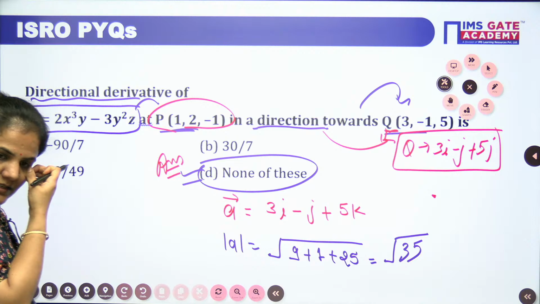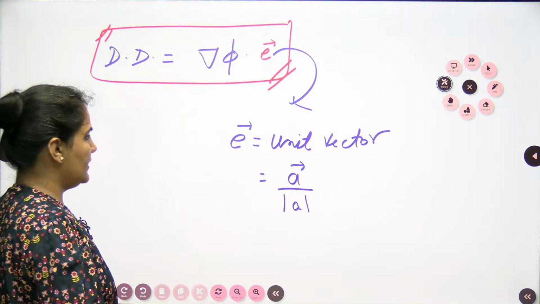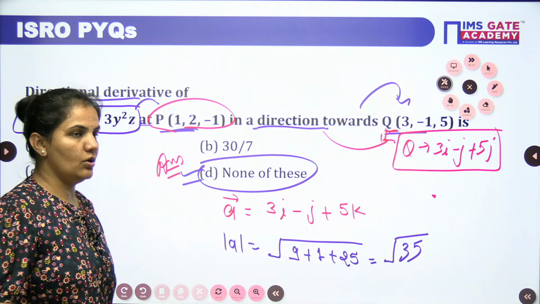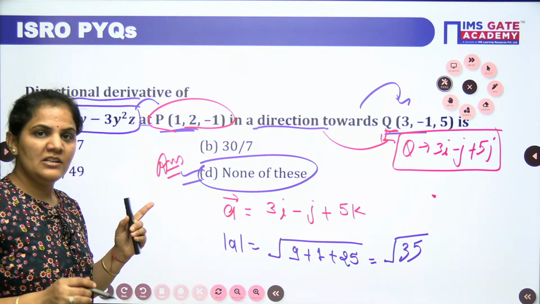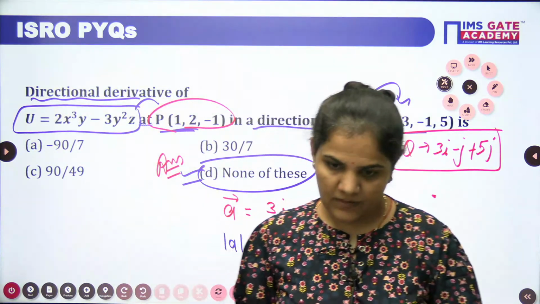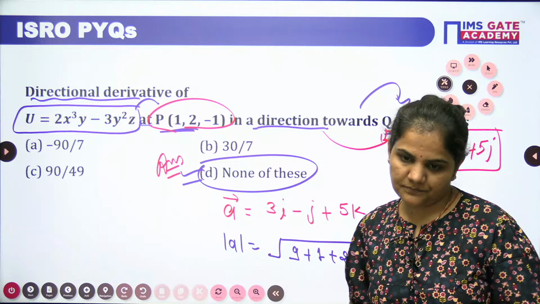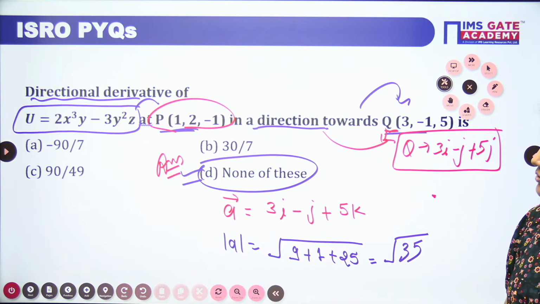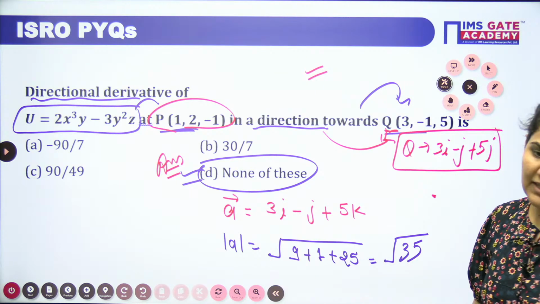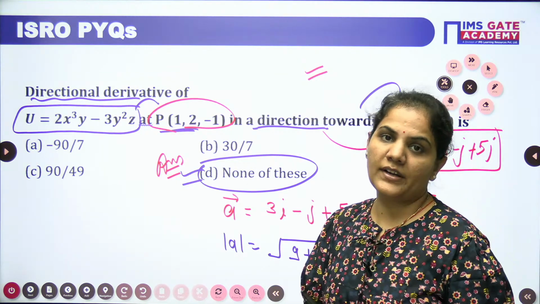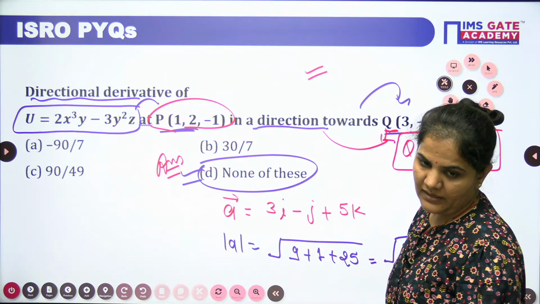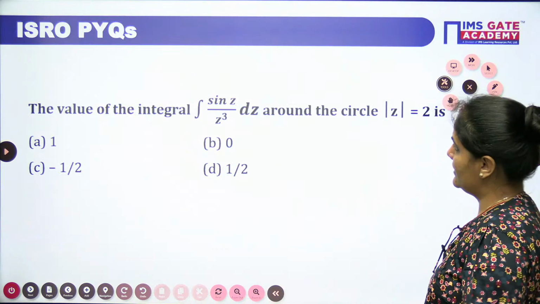Okay, yes. So I hope this is clear, everyone. So we can see the result is minus 38 by root 35, which is not among A, B, C. So the result is option D, which is none of these. Okay, a good question, definitely. And the pattern is again very important for the GATE exam also. Clear? Let's go for the next question.